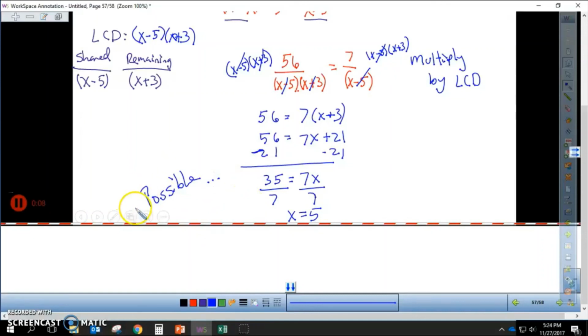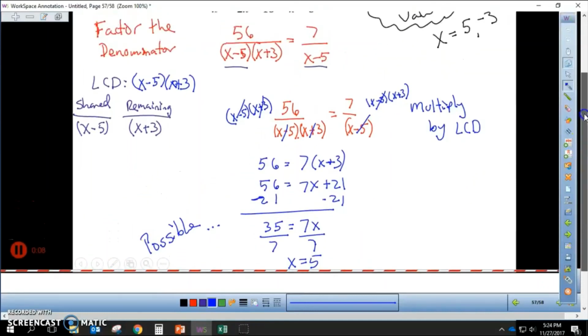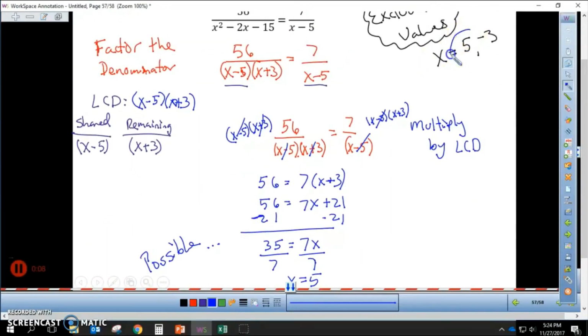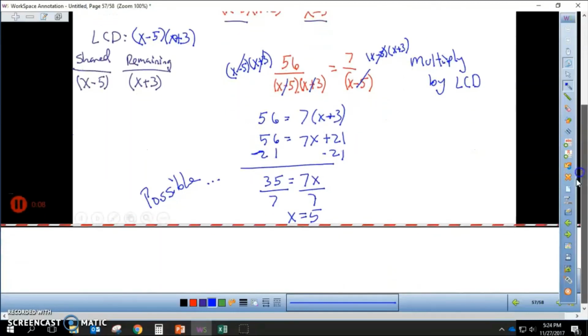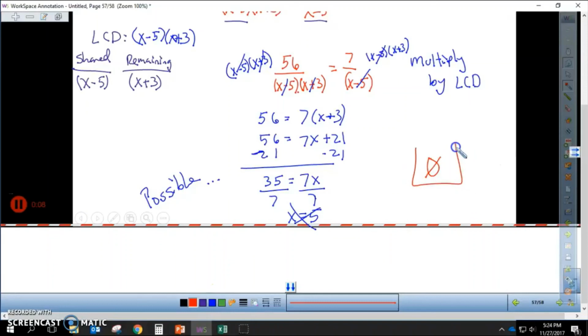It's possible because I have to go check my excluded values, and lo and behold, check it out. There's 5. Sorry, 5. You can't come along. You're excluded. So what ends up happening is our solution is the empty set. No solution. No solution for this example. So that is a possibility.